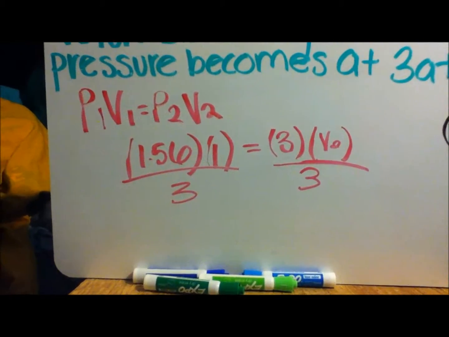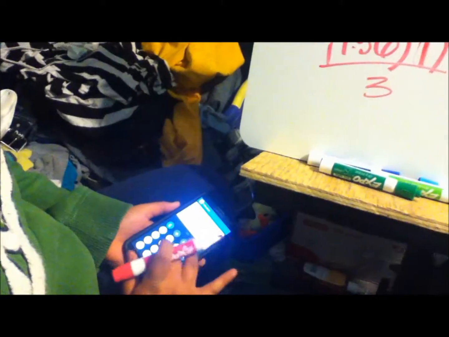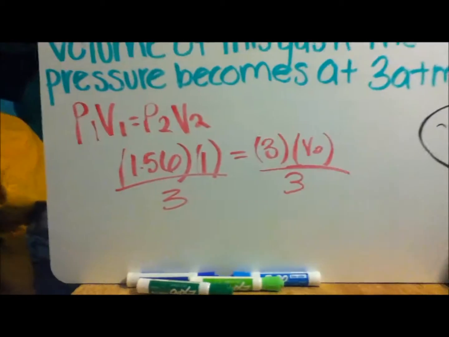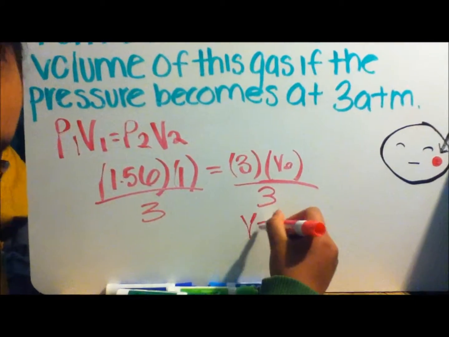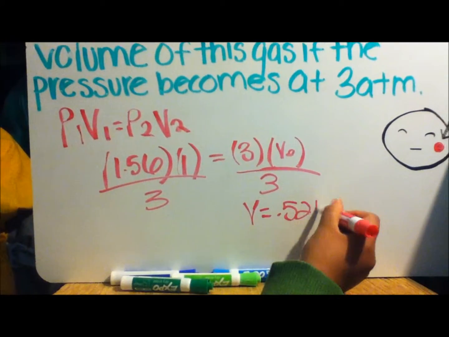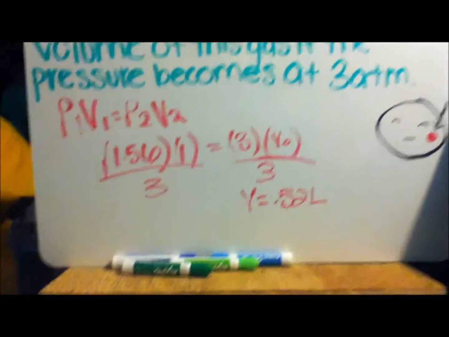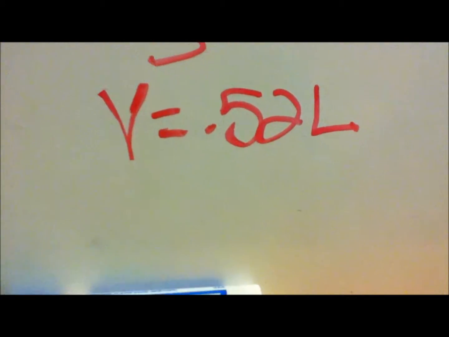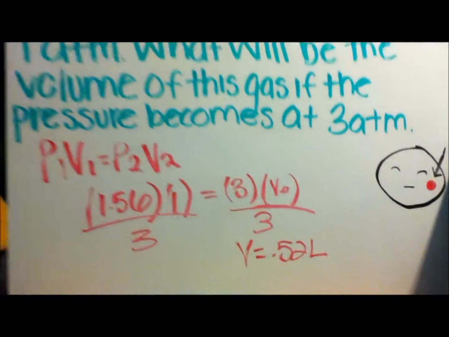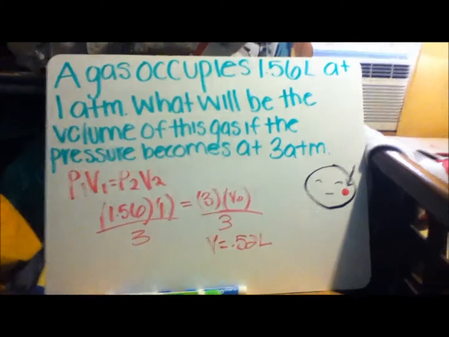So let me just plug that in really quick. Which means that our volume will equal 0.52 liters. That is our answer, and we also consider using the significant figures. That one has 1, and that one has 1.